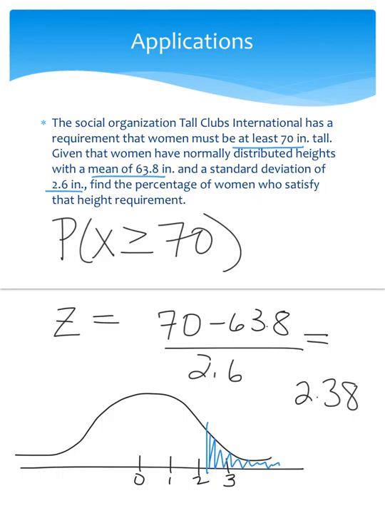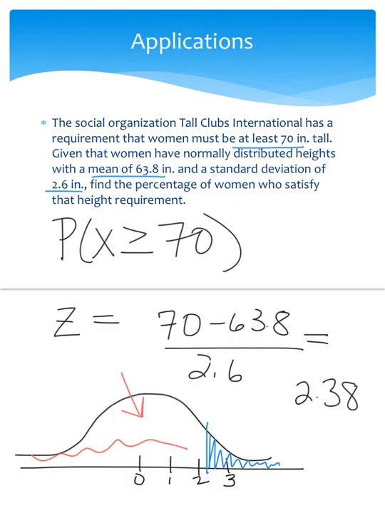So you can see that I've already drawn and shaded what we're looking for. We're looking for greater than 2.38. So we're going to look up 2.38 in the table. That's going to give us what's in red over here, so we'll need to subtract that answer from 1.